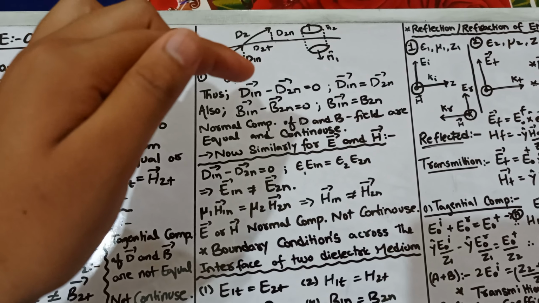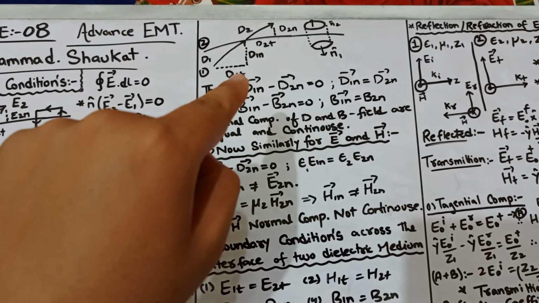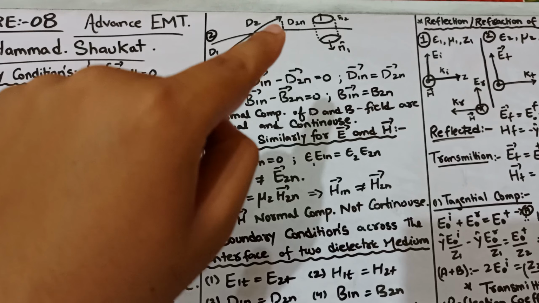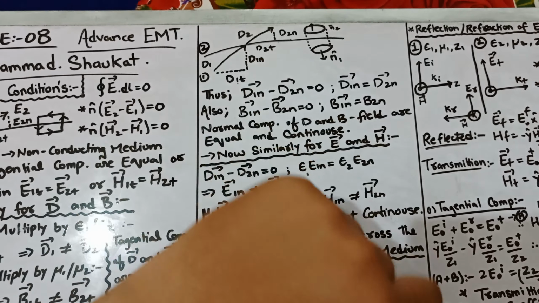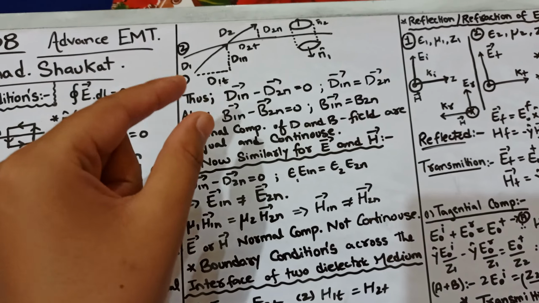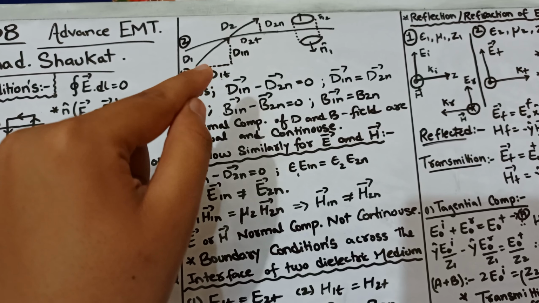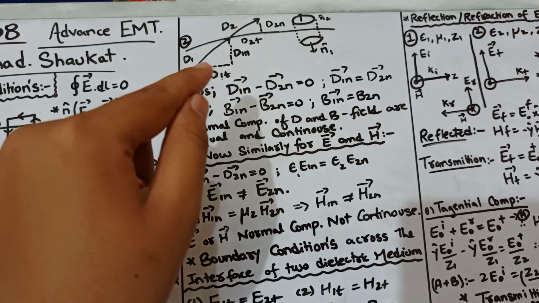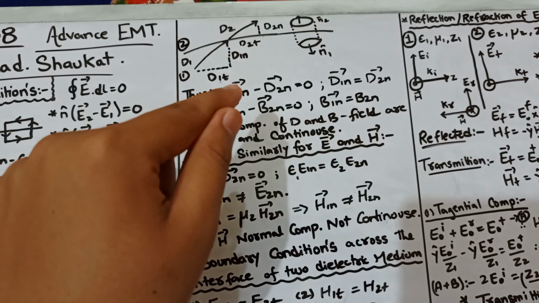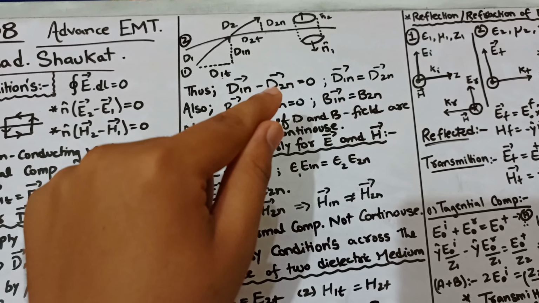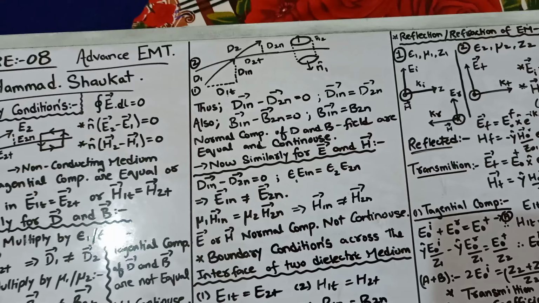This is the normal, so it becomes D1N, and this is the tangential, so it becomes D1T. Similarly for D2, this is the normal, so it becomes D2N, and this becomes D2T. So this equation now becomes equal to, because you can see your tangential parts become equal to 0, and only the normal parts remain in this scenario. So D1n minus D2n equals 0, so you can conclude D1n equals D2n.